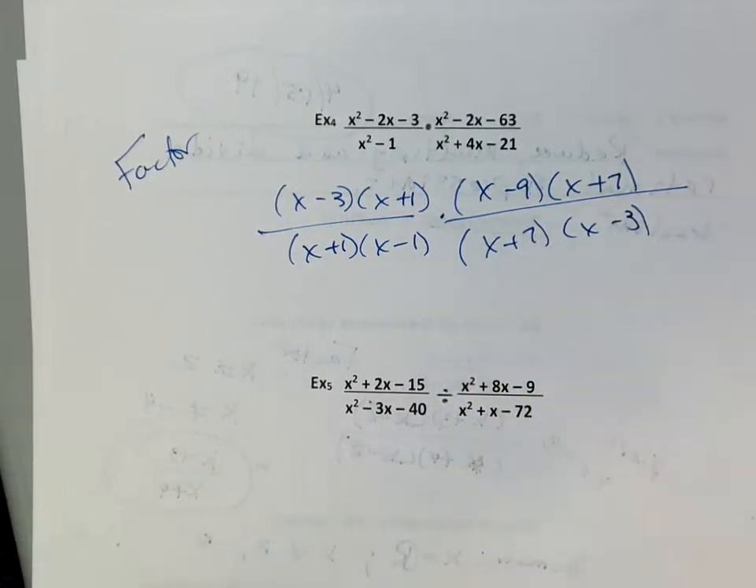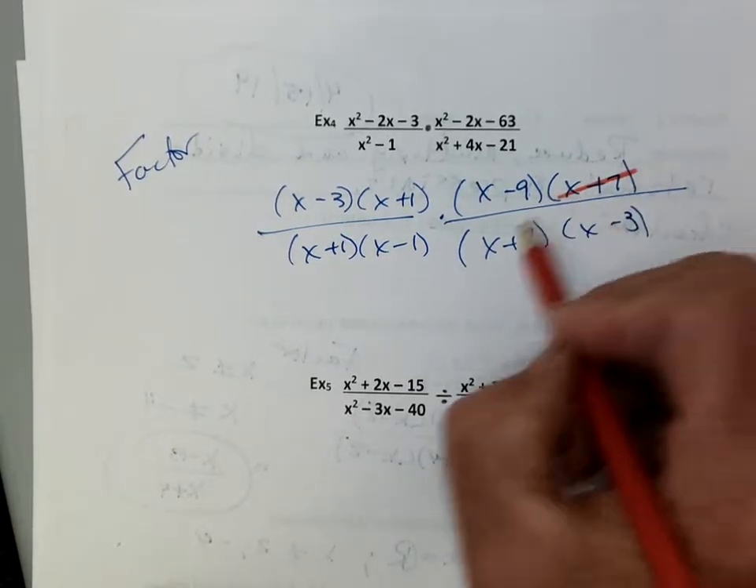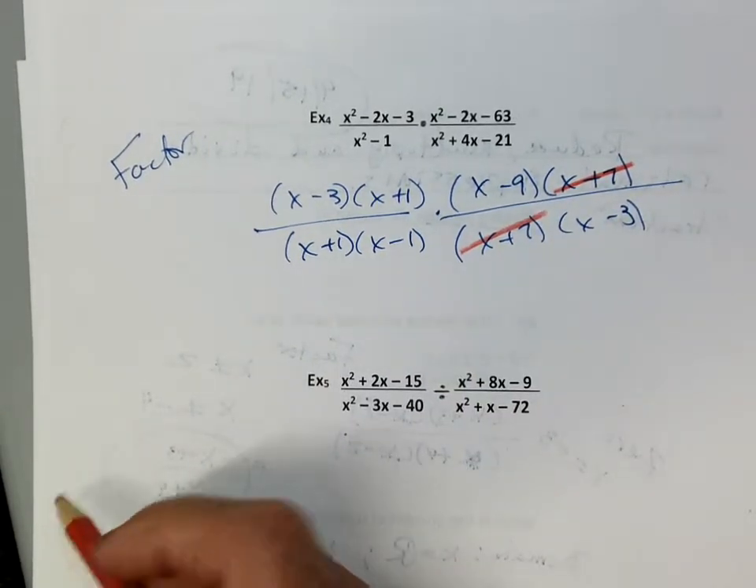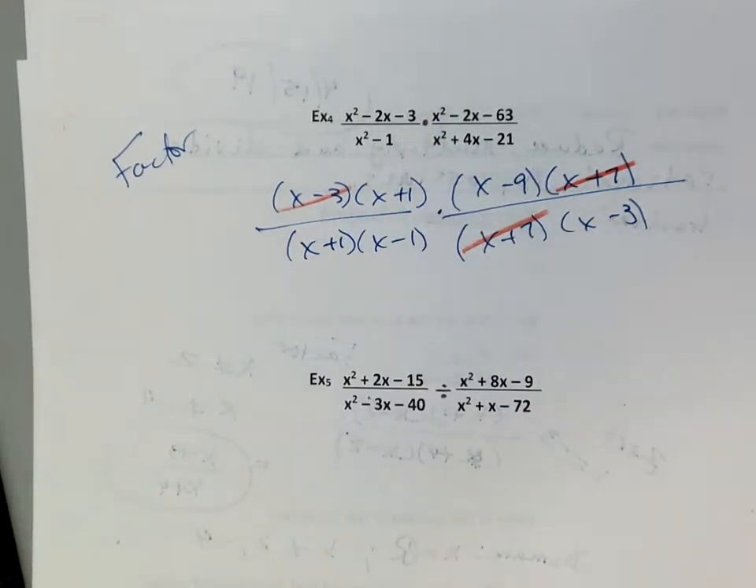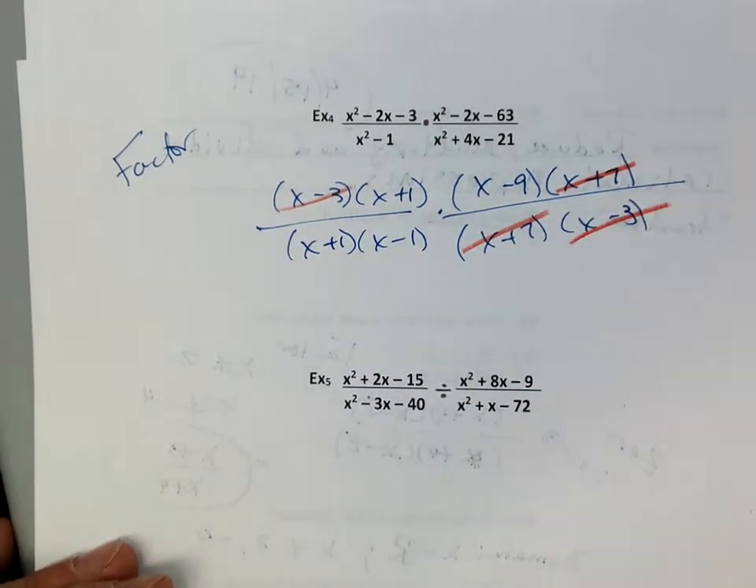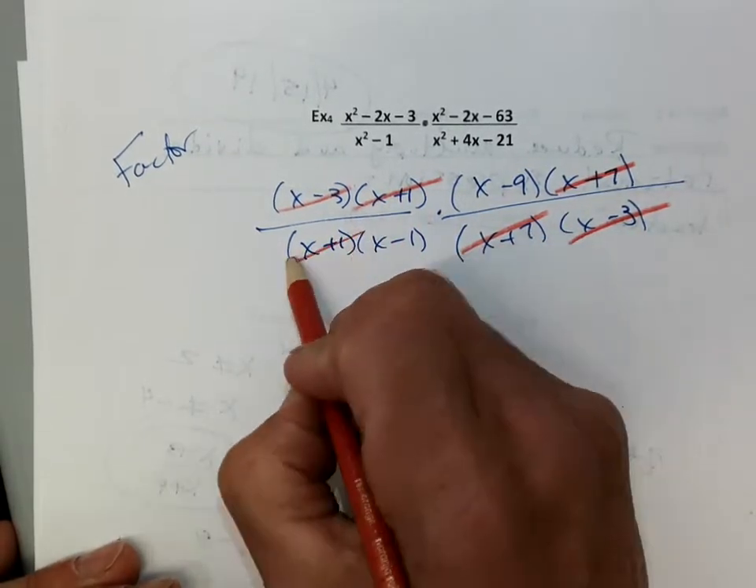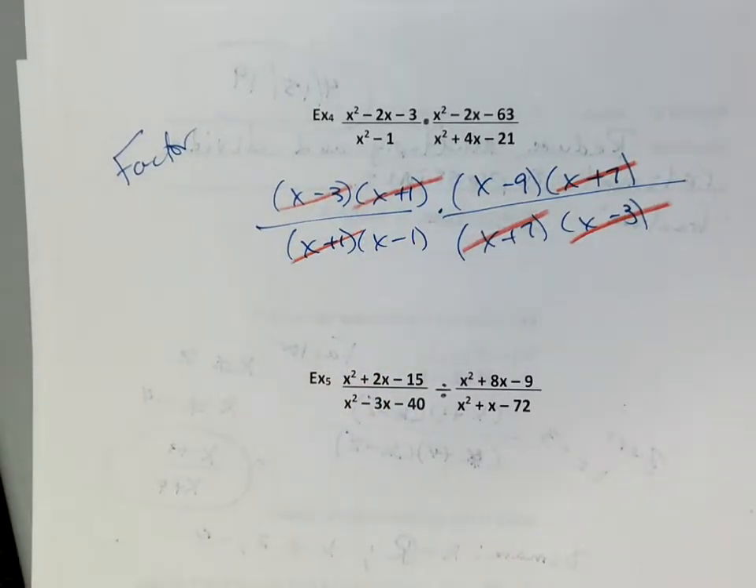Now, with the fractions, anything on the top is fair game with anything on the bottom. Does that make sense? Because you're multiplying all the way across, right? So this x plus 7 will cancel with this x plus 7. This x minus 3 is on top, and it would cancel this x minus 3 on the bottom. And this x plus 1 will cancel with this x plus 1. So a lot of canceling, so it reduces really nicely.